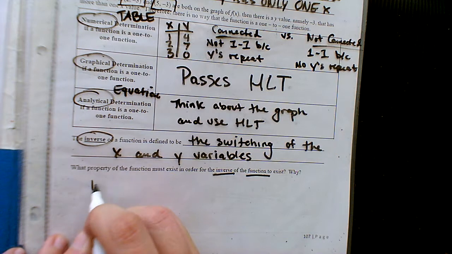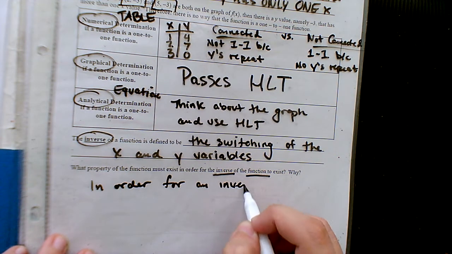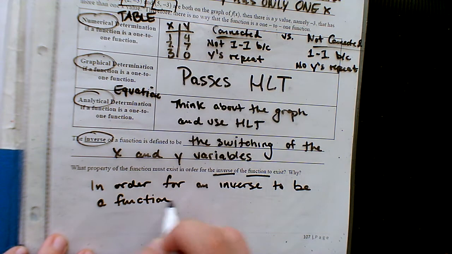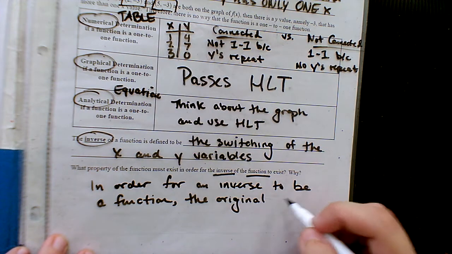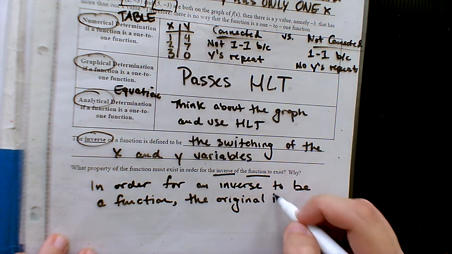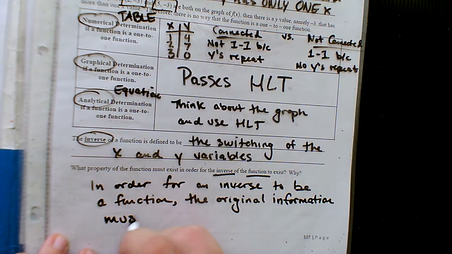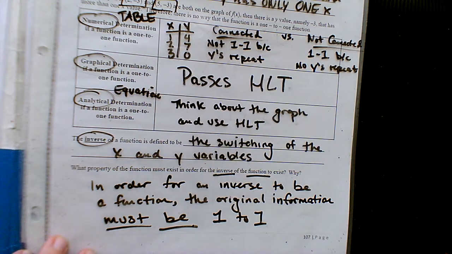Okay, so we're going to say here, in order for an inverse to be a function, the original information must be one-to-one.